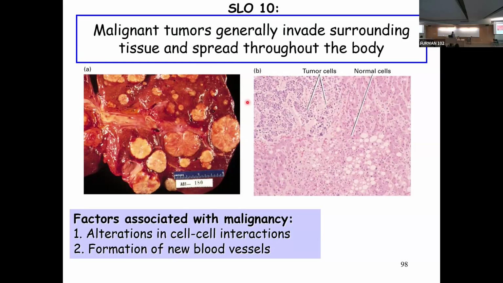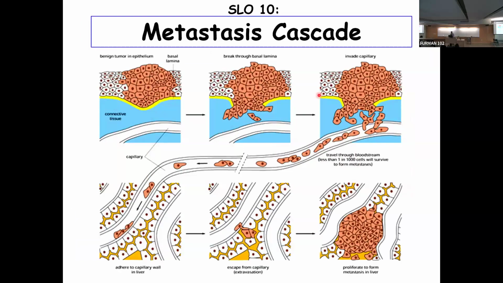Now, these two pictures, just for your FYI, on your left is a metastatic liver cancer, and when you make sections and look under histology, unless I put these arrows here, it is impossible to distinguish which is a normal cell and which is a tumor cell. But that's a different question, for a different day.